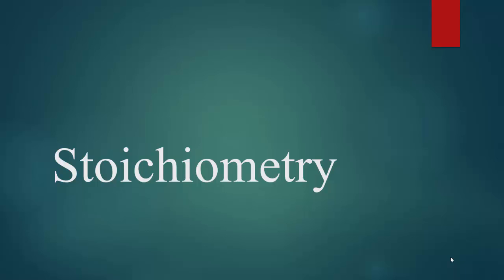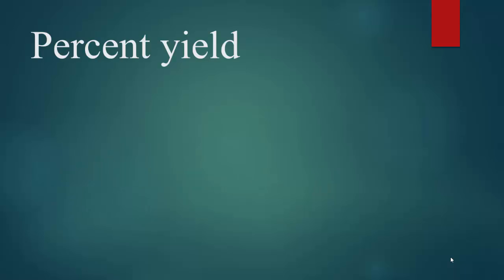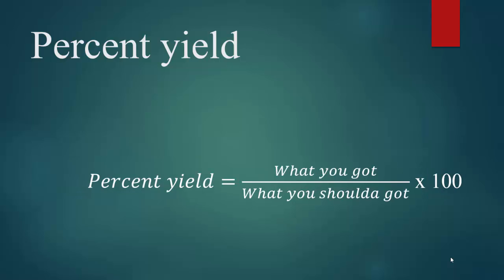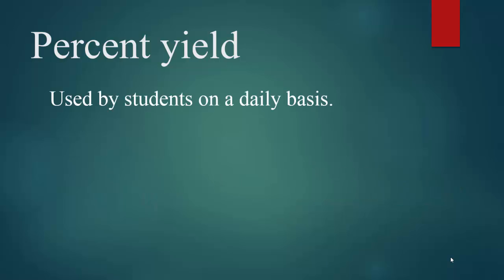This is the last video for the stoichiometry section. This is on a topic called percent yield, and we're going to define percent yield as the amount of something that is actually obtained divided by the theoretic amount multiplied by 100, or to put it in simpler terms, what you got divided by what you should have got times 100.